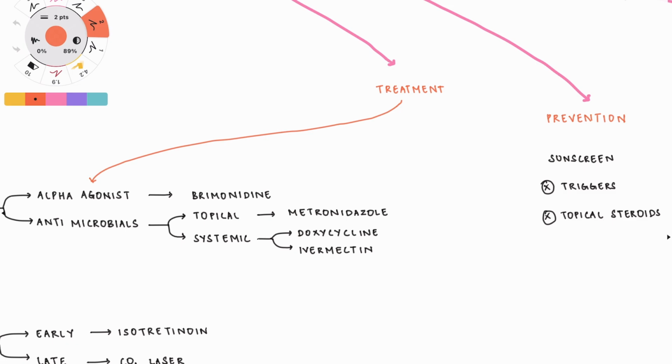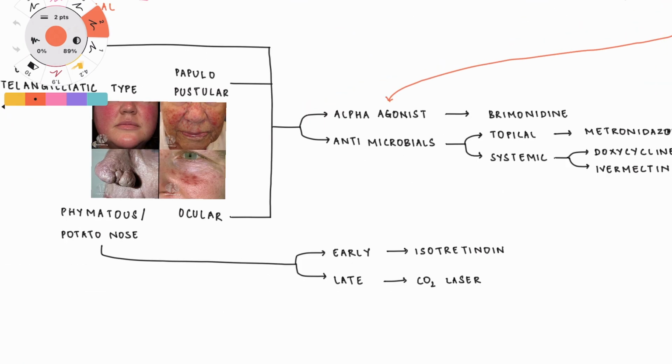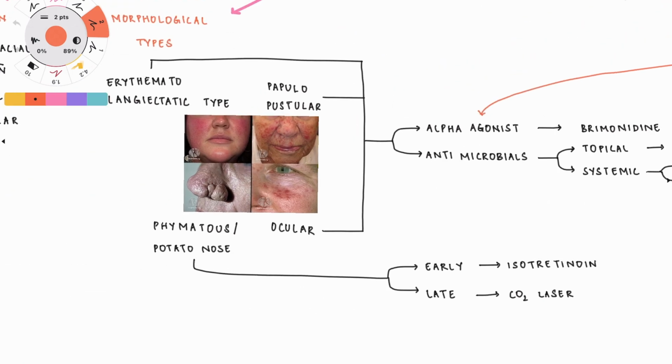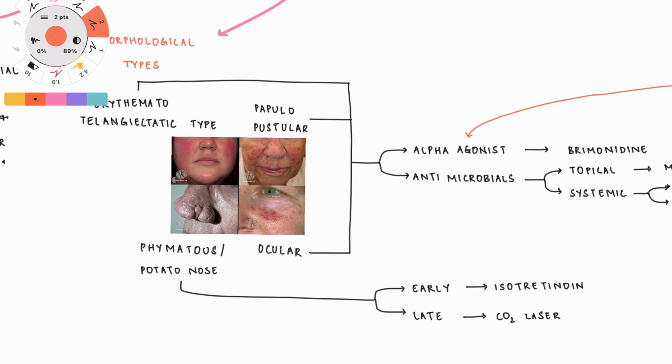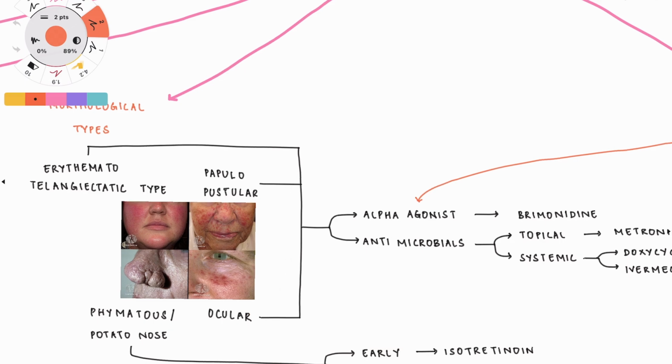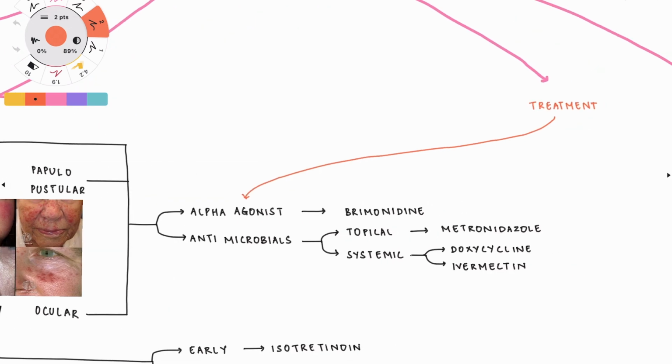The next concept we have is the treatment. In phymatous type, the treatment is based on the stage of disease. In early stages, we give isotretinoin, whereas in late stages, we give carbon dioxide laser. The other three types, namely the erythematotelangiectatic type, papulopustular type, and ocular type, have common modes of treatment.